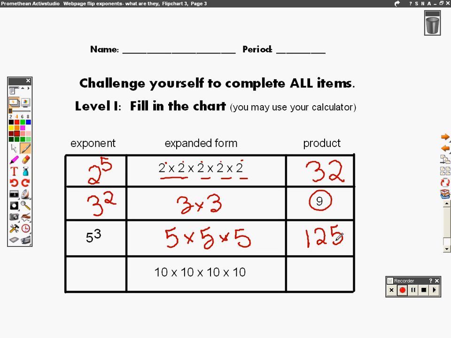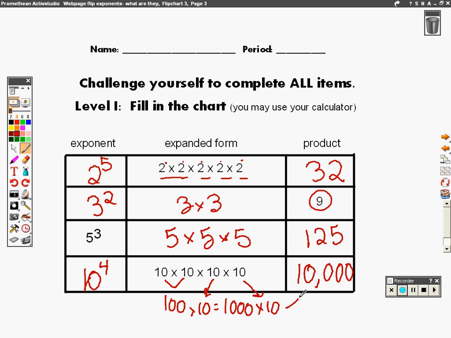And now at the very bottom, you'll see 10 times 10 times 10 times 10. Well, that is a base of 10 to the 4th power. And therefore, that will be 10,000. Why 10,000? Because 10 times 10 is 100. Multiply that by another 10, and we get 1,000. Multiply that by our last 10, and we get 10,000.